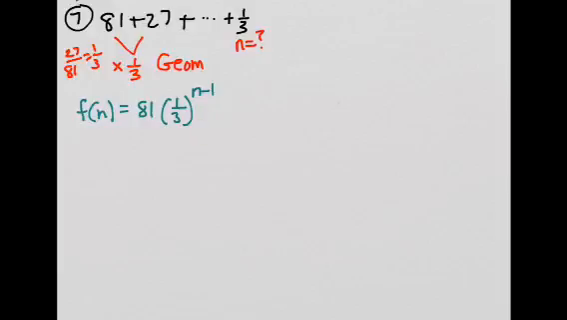So now I'm going to replace f of n with 1/3, because I want to know what n is. So 81 times 1/3 to the n minus 1. So I'm going to divide by 81, and so that's going to be times 1 over 81, same thing on both sides. So over here it cancels, and so you have 243.